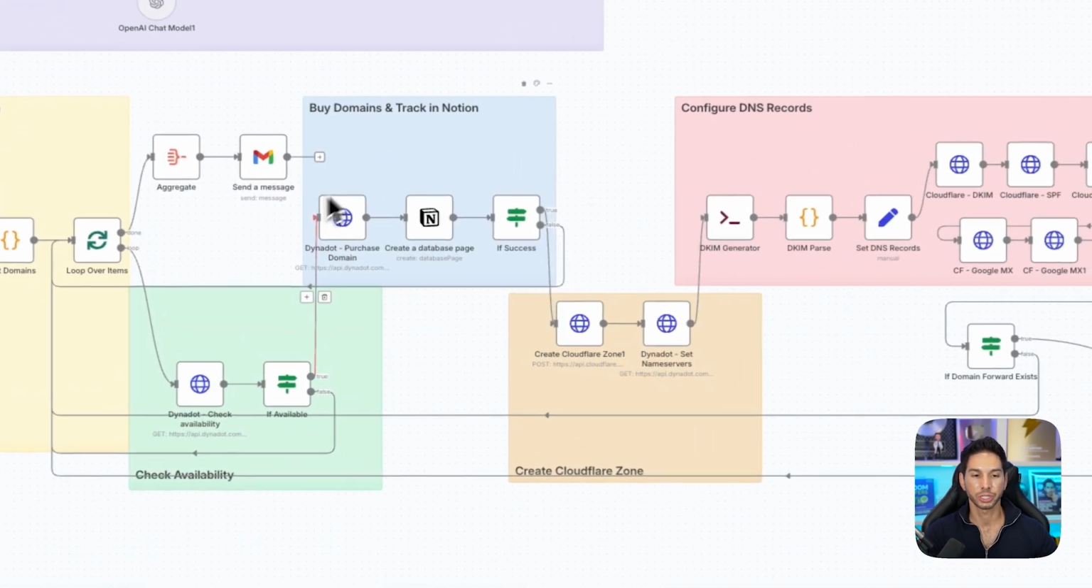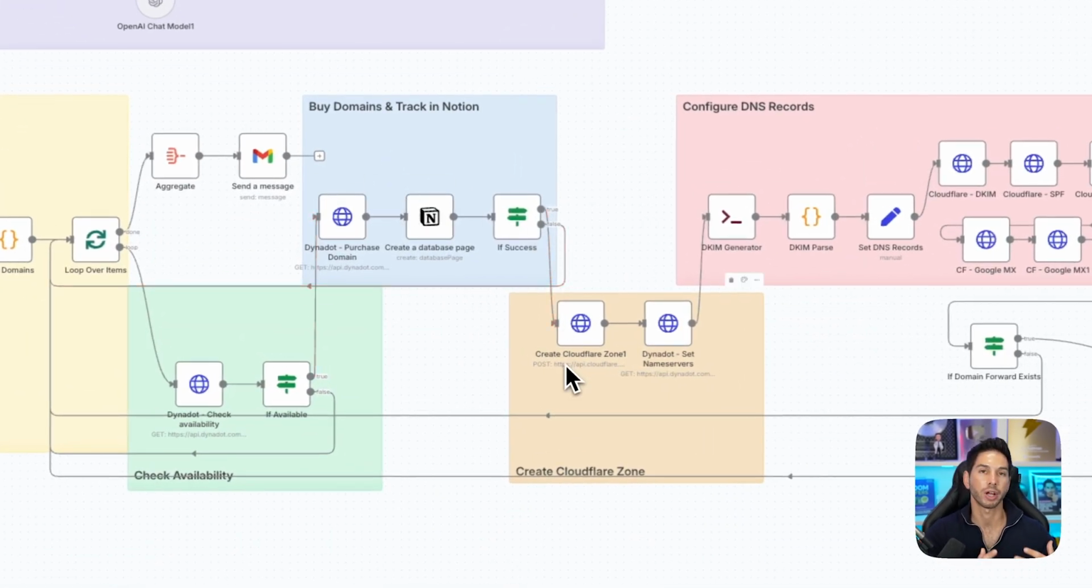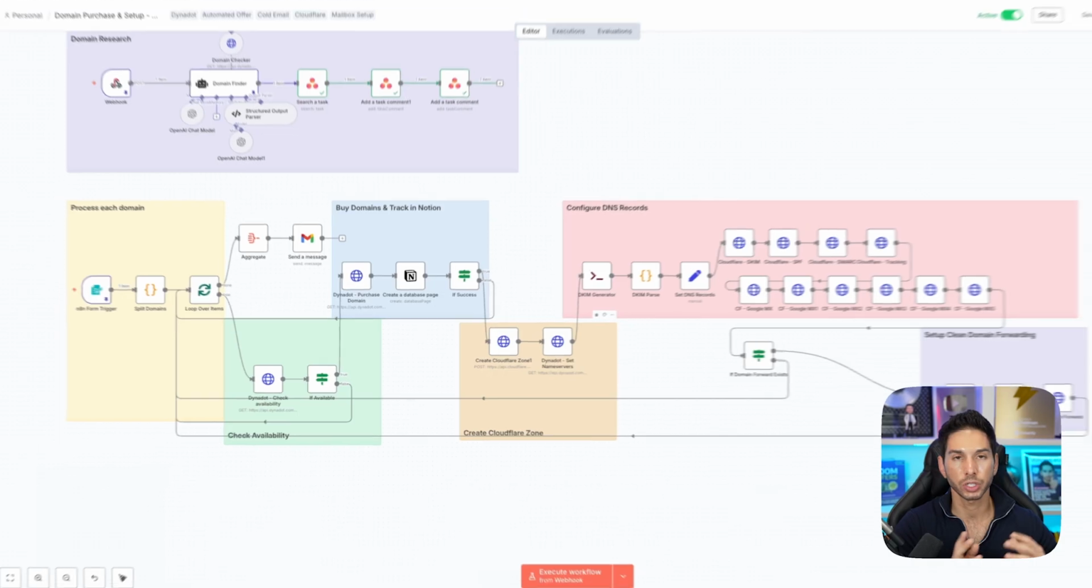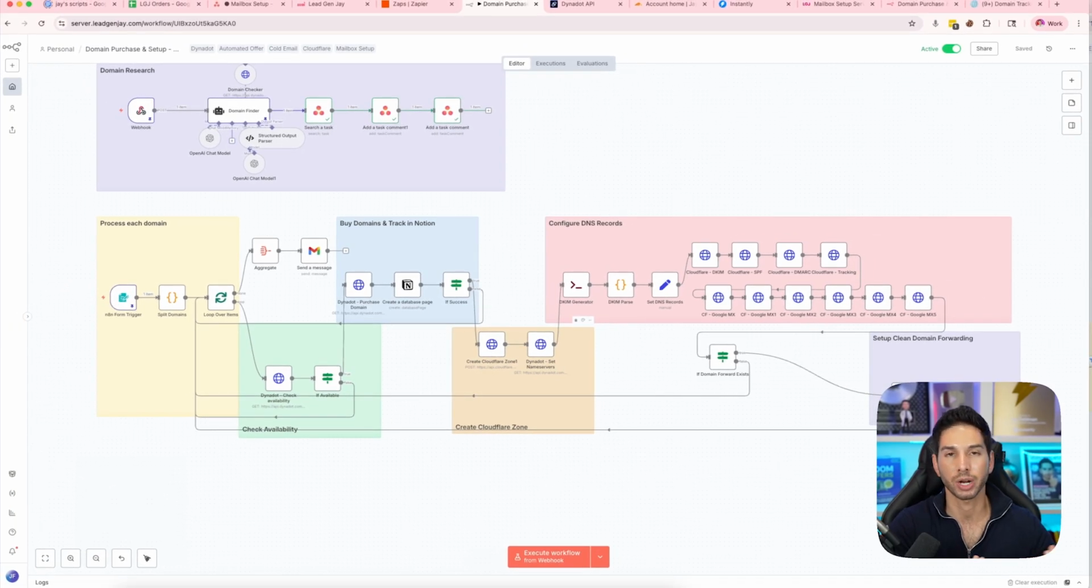Now, if the domain purchase is successful, it's going to go ahead and get it ready to transfer to Cloudflare. Now, we want to transfer to Cloudflare because it's best practice for deliverability. When the traffic is routed through Cloudflare, it's a good signal for most of the email service providers. So in order to get this thing over to Cloudflare, we now need to communicate with Cloudflare via API.